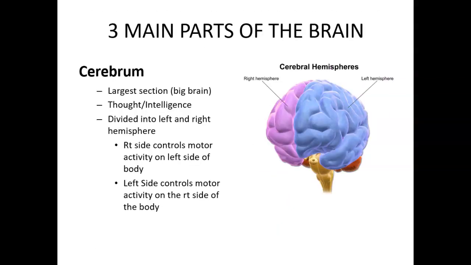The three main parts of the brain, there's lots of parts, but the main things you need to know is the cerebrum. Cerebrum is the largest section of the brain, sometimes referred to as the big brain. It controls thought and intelligence, and it is divided into a right and left hemisphere. The right side controls motor activity on the left side of the body, and the left side controls motor activity on the right side of the body. So it's kind of opposite. We'll talk about stroke here in a little bit and explain that a little bit more.